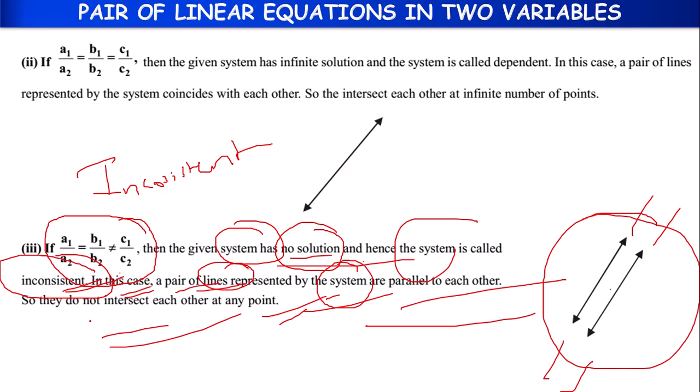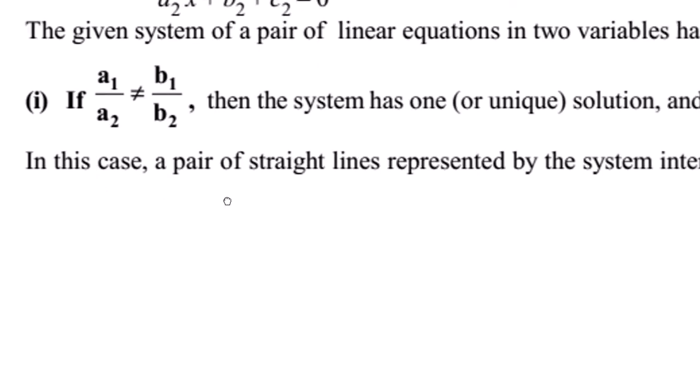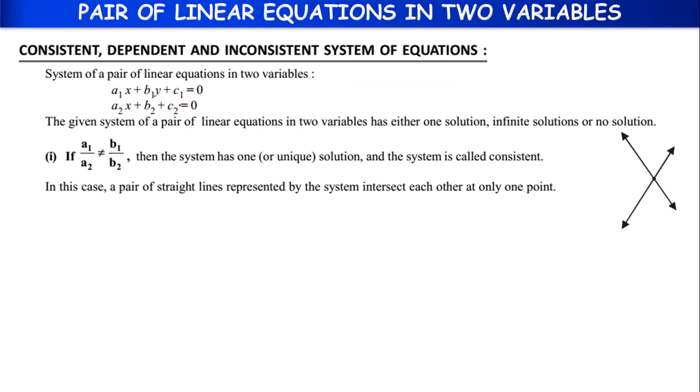So like this, if we have a pair of linear equations, which is also called a system, and if they follow the condition a1 by a2 not equal to b1 by b2, then they will intersect at one point, they will have a unique solution, and they are called consistent equations.